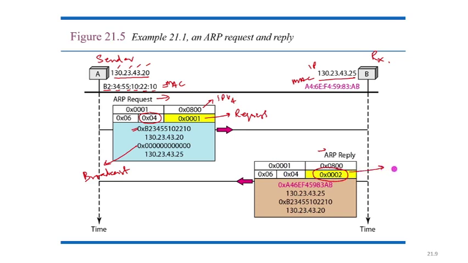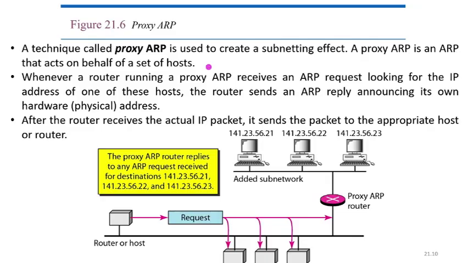So operation type here will be 2, that is the reply. So it is a reply, and once it is replying, the source physical address will be the physical address or the MAC address of B, and the IP address will be the IP address of B. And similarly, it knows the physical address of A, so it will put the physical address of A as the destination one, and the destination IP address will be the IP address of A. So this packet will be sent as a reply. So this is how this ARP request and reply basically works.